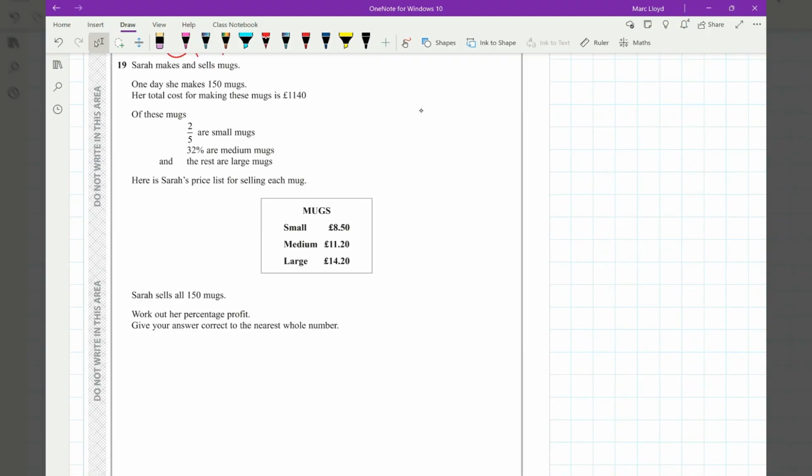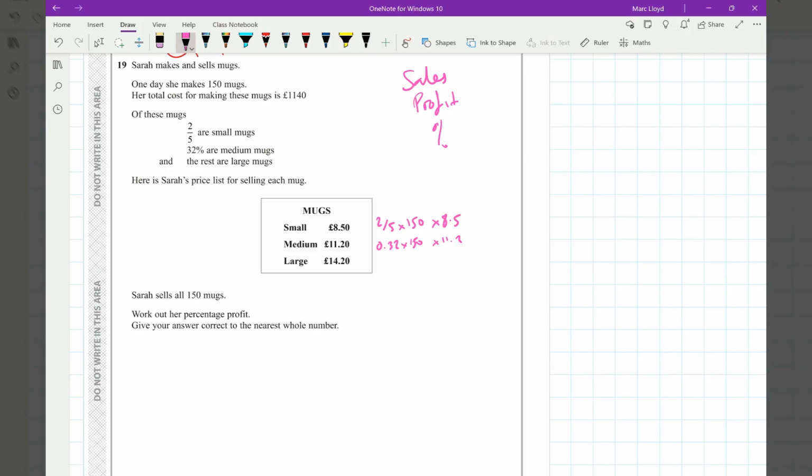So the first thing we need to work out is her sales, then her profit, then turn it into a percentage. So 2/5 times by 150 times by 8.5 gives us the small mug sales. 0.32 times 150 times by 11.2 will give us the medium.